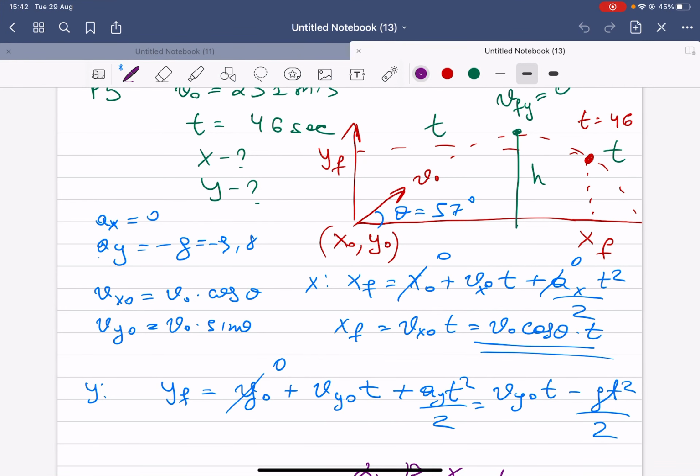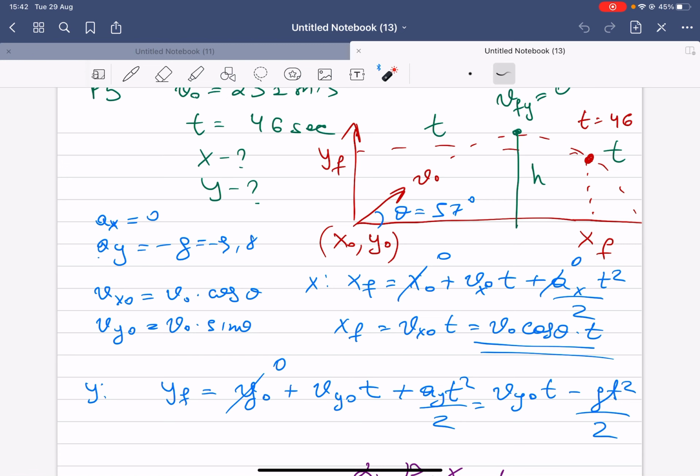So basically, suppose that the object was launched at a certain initial velocity and at an angle of theta, 57, and after some time, let's say time is equal to 46 seconds, suppose it's here and it explodes. So you have to find what the x final position will be at this point, and also you can find the y final position at that time.